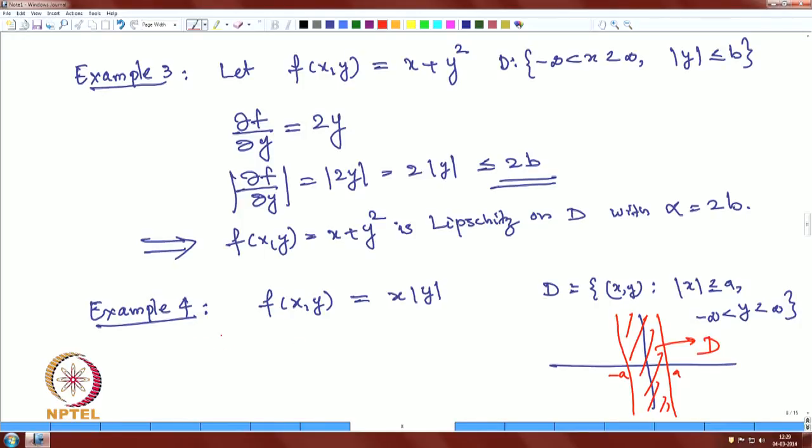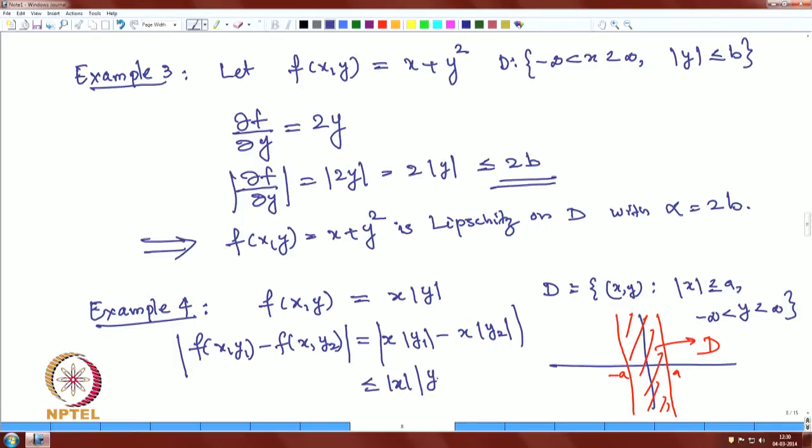So, if you check for Lipschitz continuity, f of x, y1 minus f of x, y2, where x, y1 and x, y2 are two points in the domain, is equal to x times the absolute value of y1 minus x times the absolute value of y2. Taking the absolute value of this, it is less than or equal to mod of x into the absolute value of y1 minus y2. And as x is bounded by A, this is A times the absolute value of y1 minus y2. So this shows that the function f given by x into mod y is Lipschitz with the Lipschitz constant alpha equal to A.